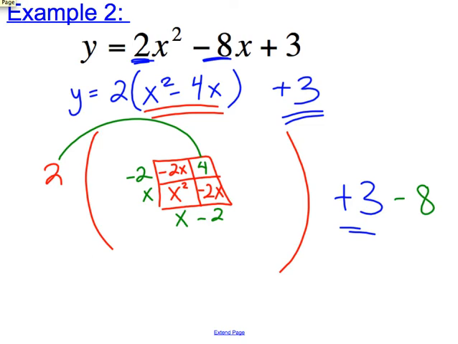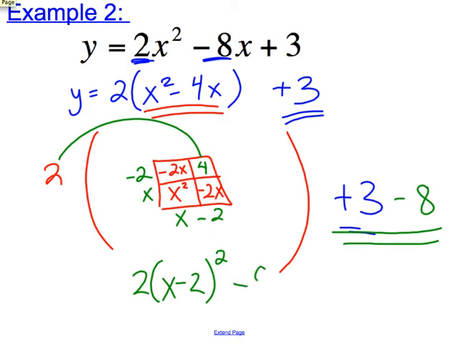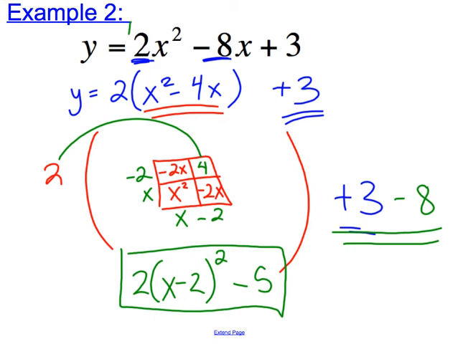Okay. So my completed square form is 2 times x minus 2 squared. And then I simplify this piece here, and I get a minus 5. And that is an equivalent expression to the original problem.